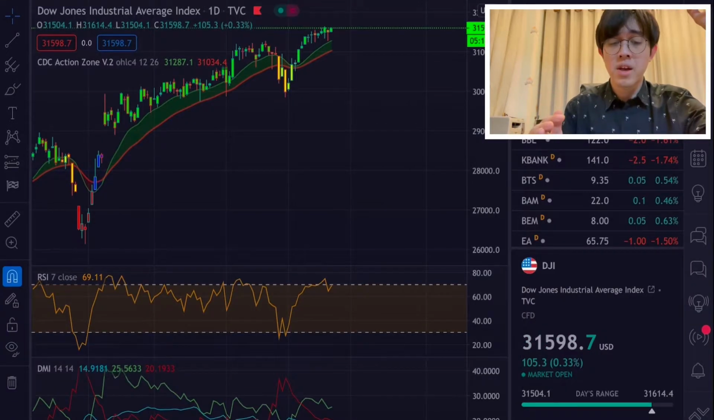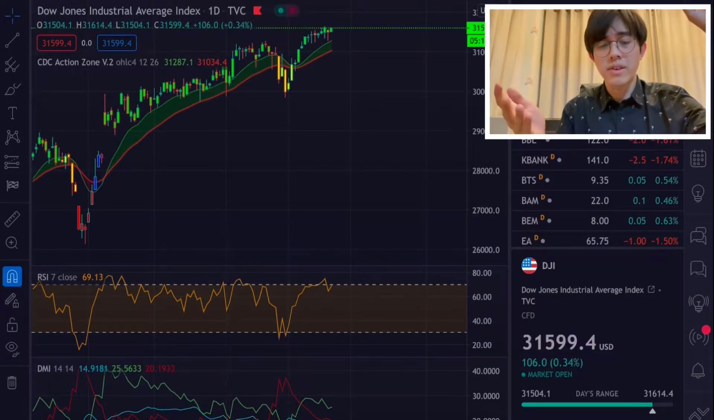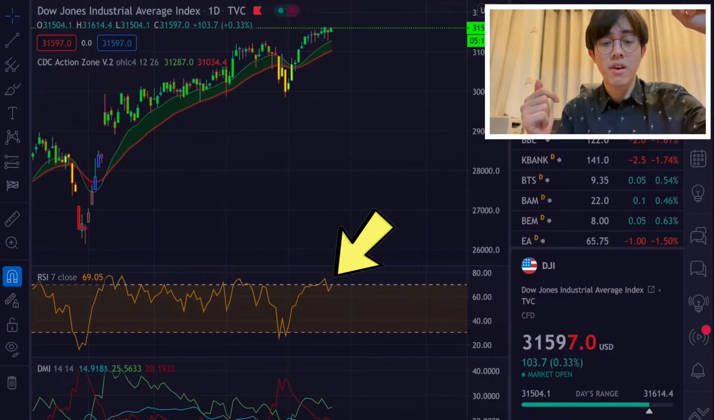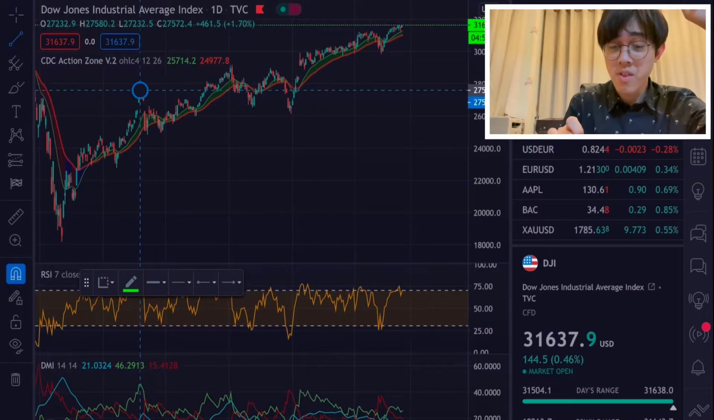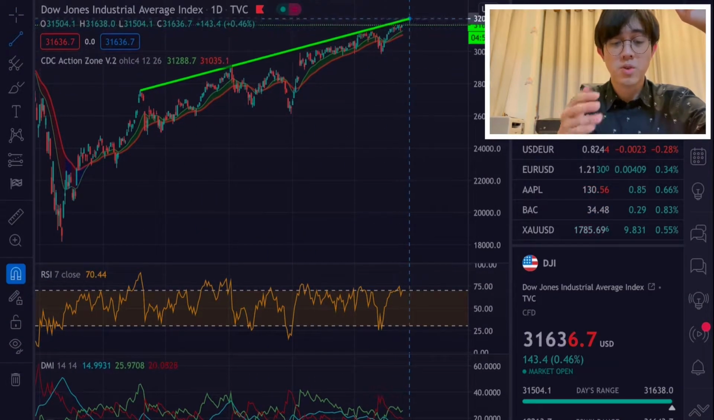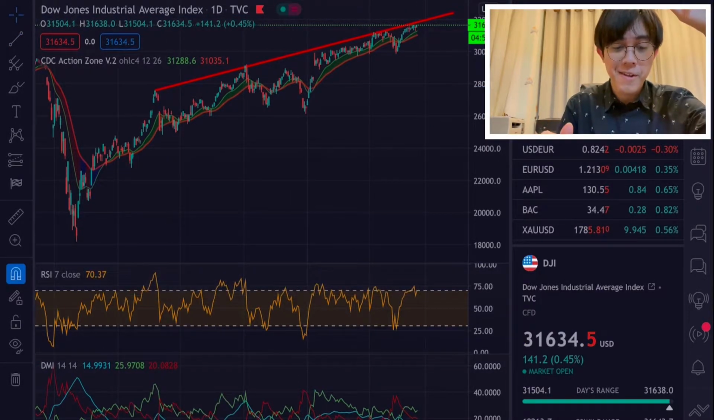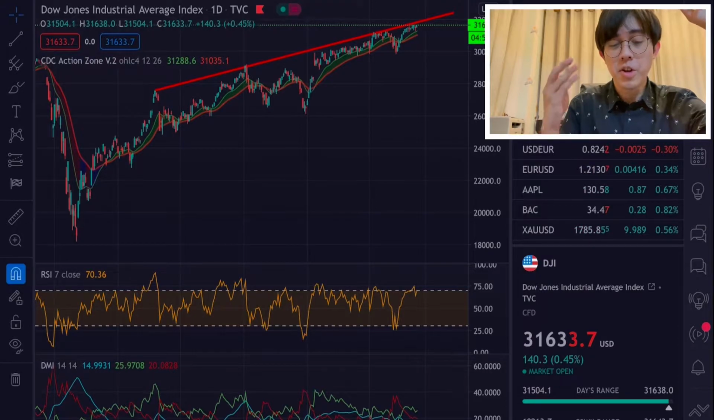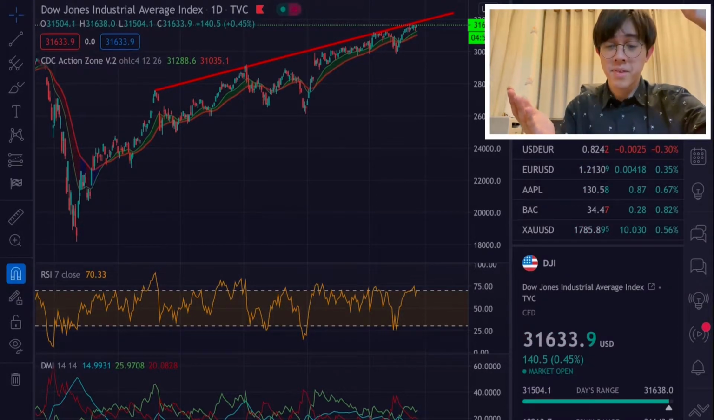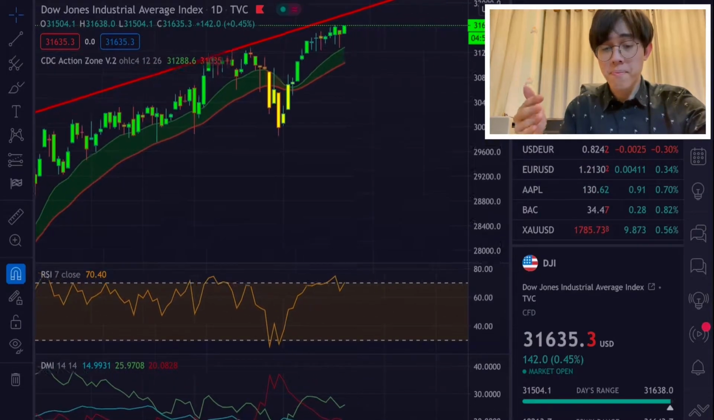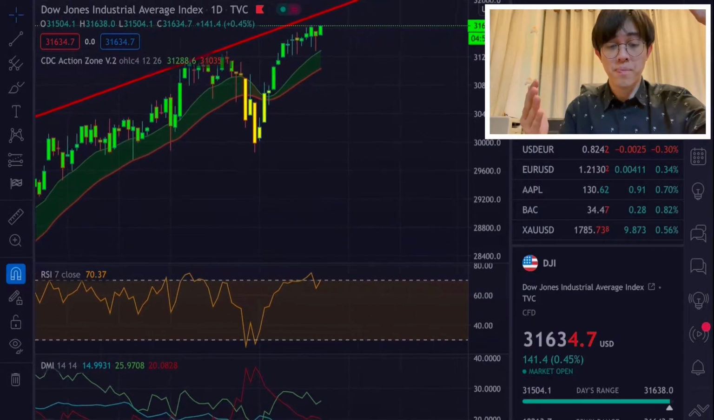But one thing to consider is the RSI indicator. As you can observe, it is reaching the overbought zone. The resistance line, the red line that I just drew, also confirms it. So according to this information, Dow Jones can keep its bullish trend, but the index will soon drop.